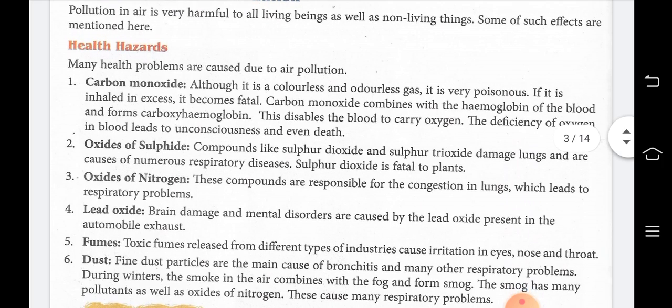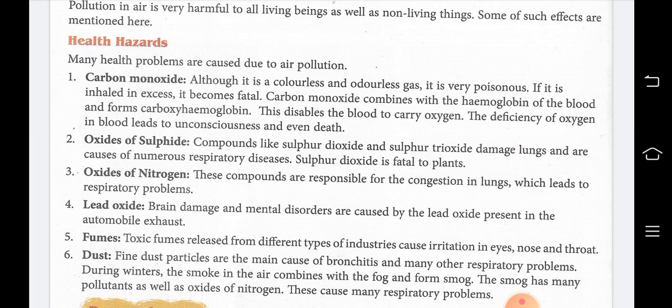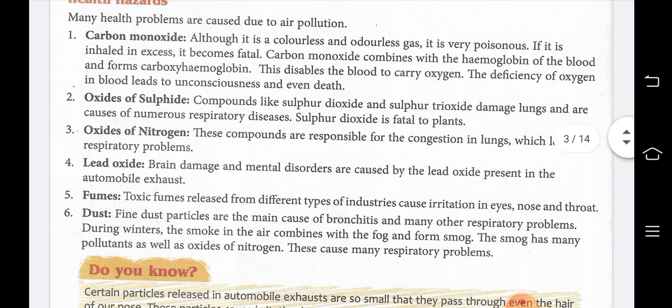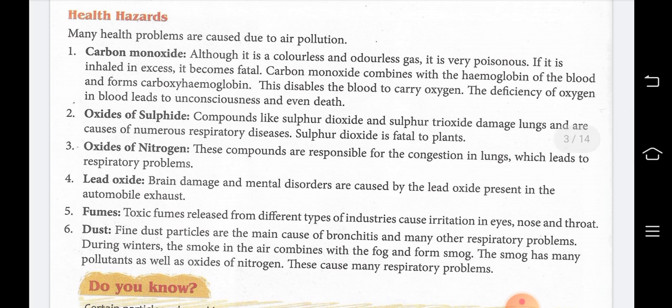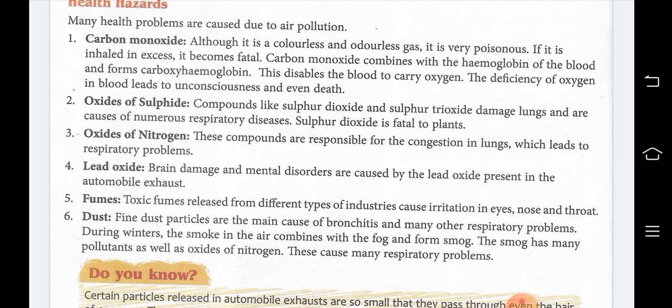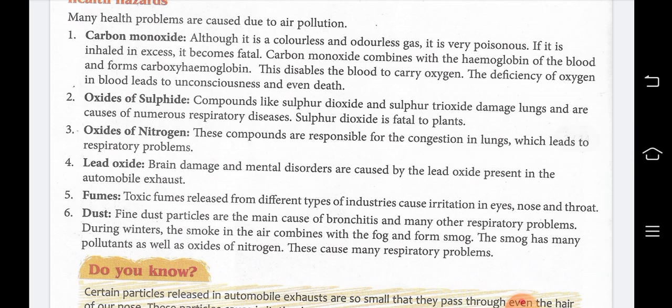First is health hazard. Many health problems are caused due to air pollution. And one by one we will read about all the types of gases which are harmful for us. First is carbon monoxide, CO. Carbon monoxide is a colorless and odorless gas. No smell, no color. And it is very poisonous. If it is inhaled by us in excess, then it becomes fatal to us. It combines with the hemoglobin of the blood and forms carboxyhemoglobin, which disables the blood to carry oxygen. So it reduces the oxygen carrying capacity of the blood.